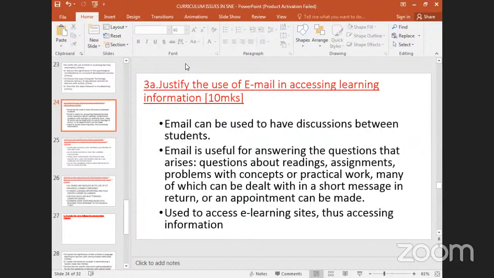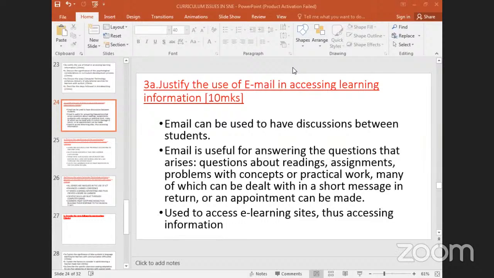Okay, so we talked about the use of email in accessing. Which is okay. The people who are unmuting, please mute yourself if there is noise in your background. Email can be used to have discussions between students. So we can use the email to create a channel for discussion.